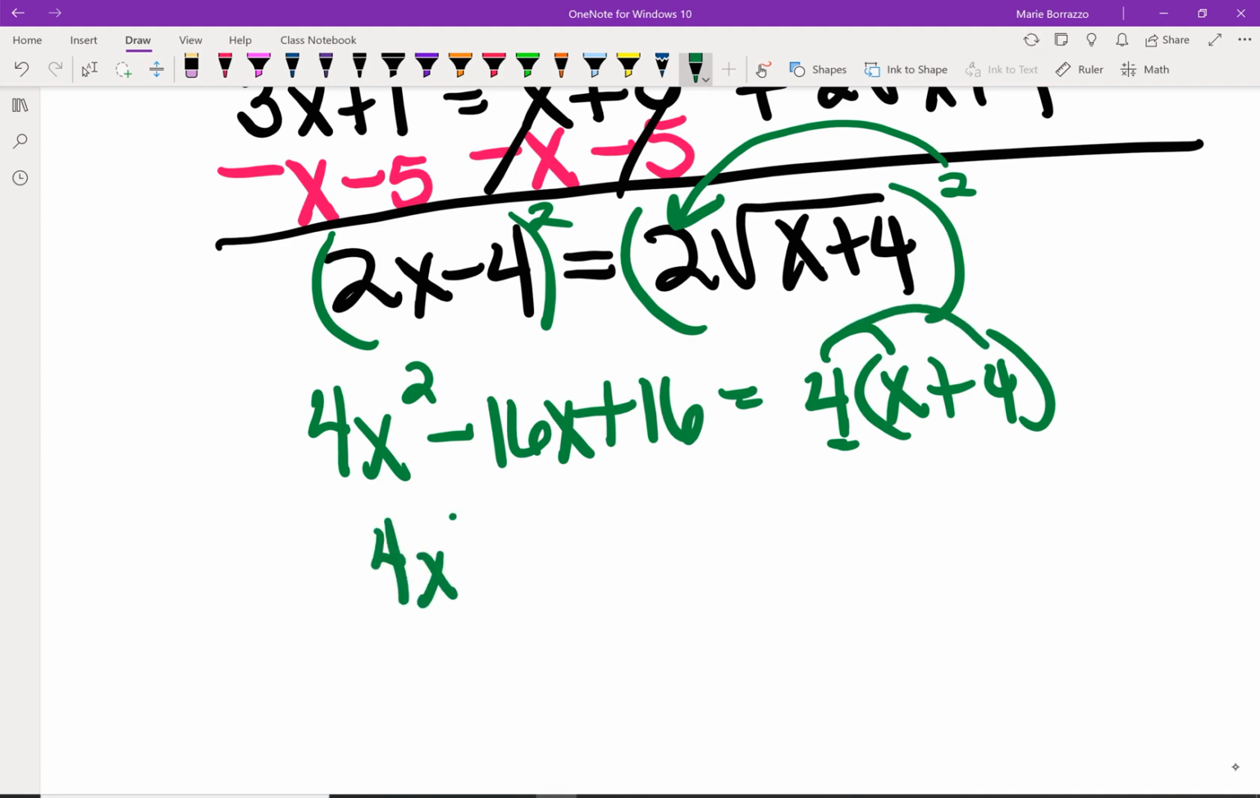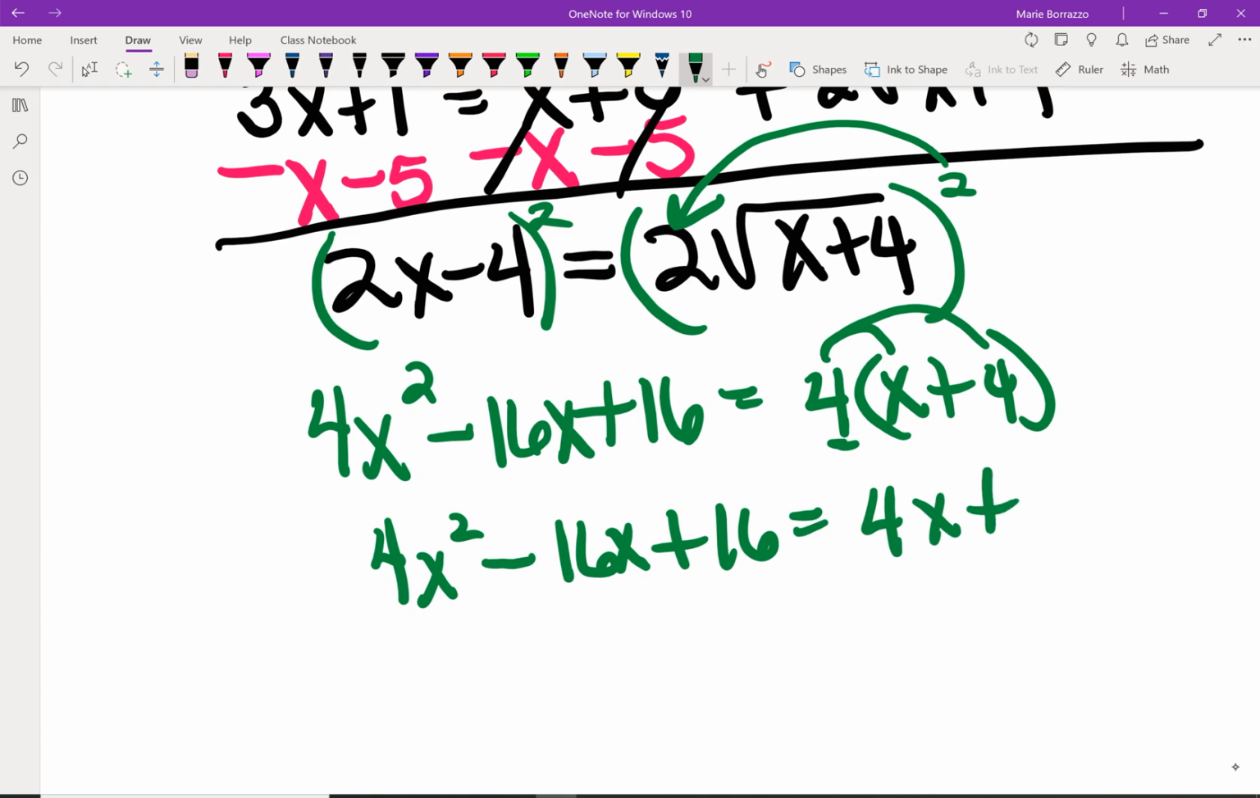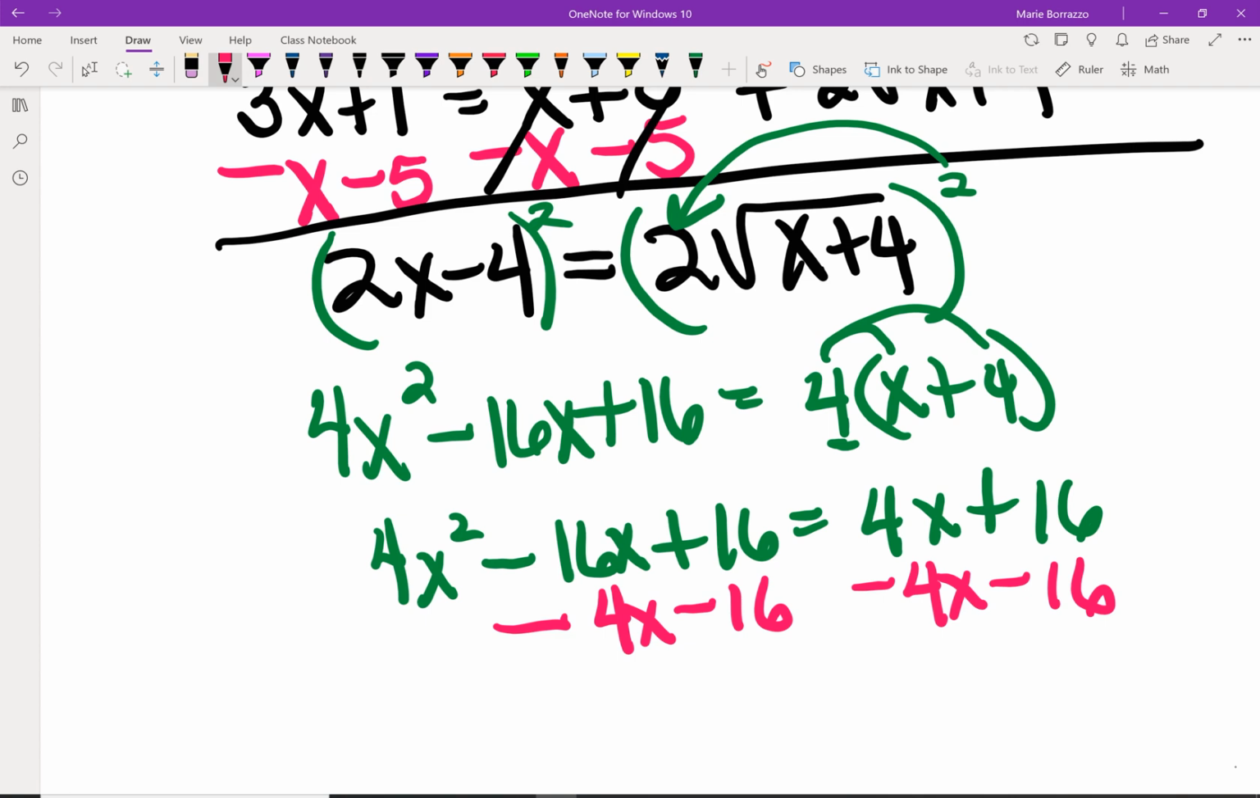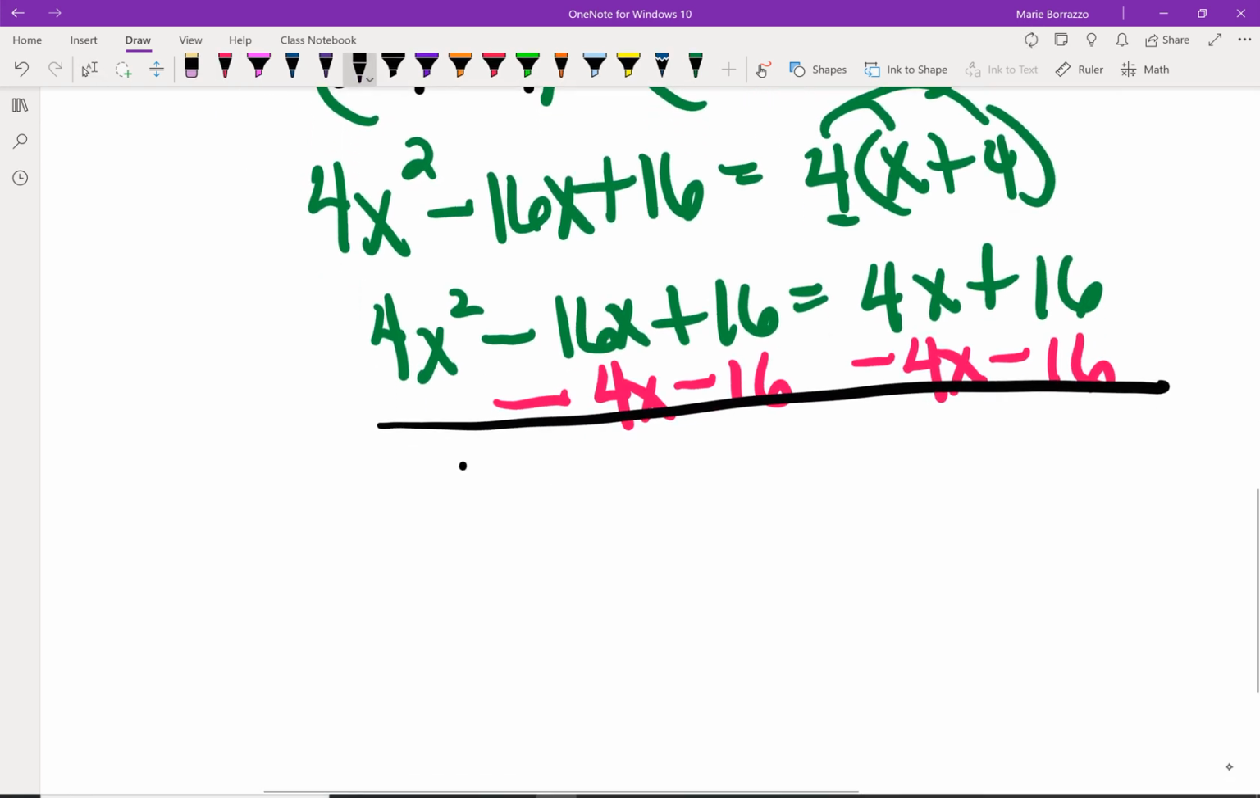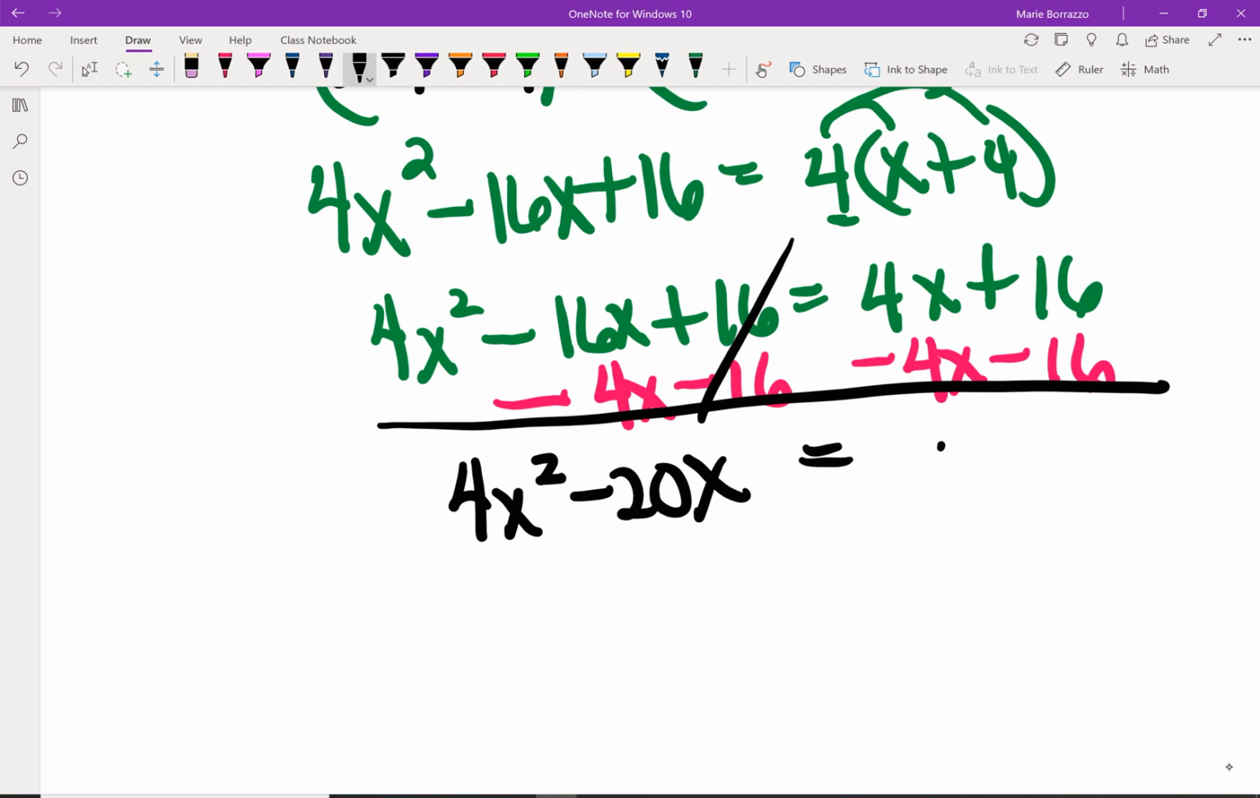So I have 4x squared minus 16x plus 16. This is equal to 4x plus 16. Now remember, we want to combine like terms and make one side 0. So I'm going to subtract the 4x and subtract 16. Again, I'm going to subtract the 4x and subtract 16. Notice what happens at this step. Basically, I'm left with 4x squared minus 20x. The 16s cancel, and this is obviously equal to 0 because both of those canceled out.